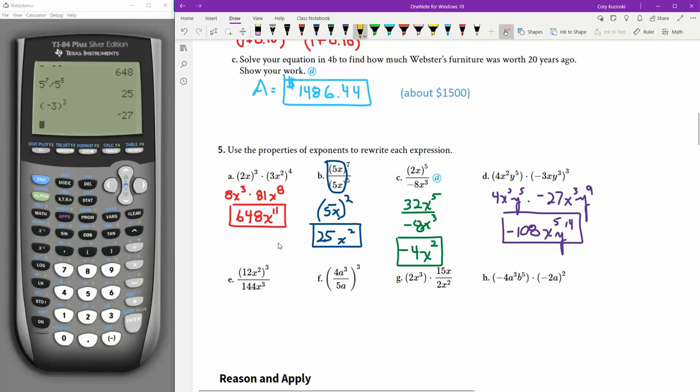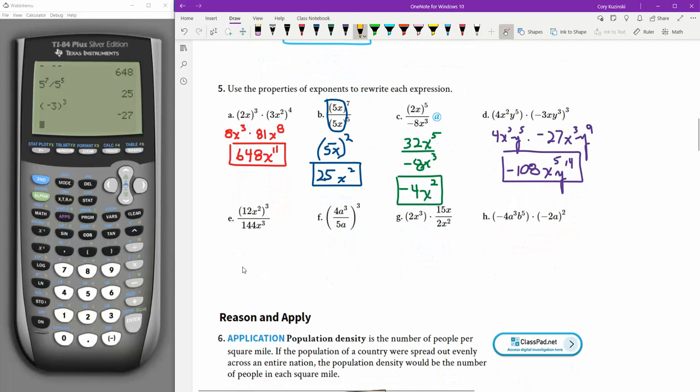All right, I think I'll approach this one a little differently. I'm going to use my exponent rules as much as possible here. 12 to the third power. I'm just going to leave that as 12 to the third power. I'm not going to even evaluate it. X squared to the third power, 2 times 3, we do 6.